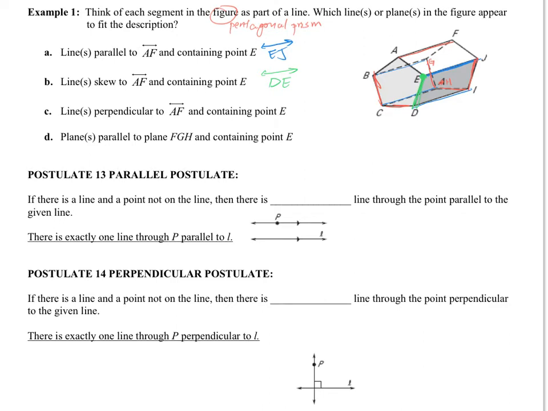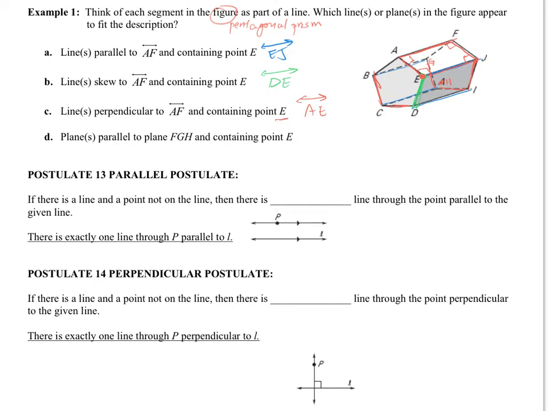Now, for part C, lines that are perpendicular to line AF and containing the point E. Now, this is a rectangular shape here, so it must have 90-degree angles. So a line that's perpendicular to AF would only be line AE, and AE also contains the point E. So we will write line AE.